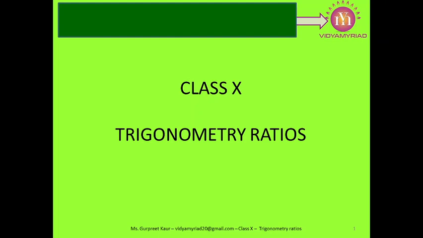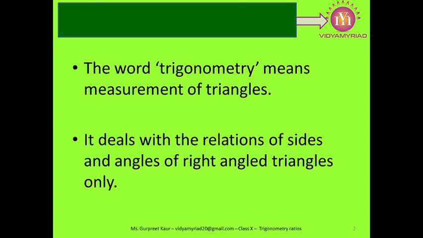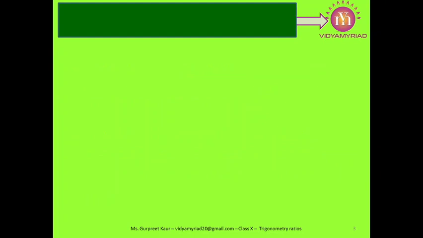This video is made for class 10 on trigonometry ratios, and this video is specially made to understand how we can easily learn the ratios. For that, let us first understand what is the meaning of trigonometry. It means the measurement of triangles, and it generally deals with the relation of sides and angles of right angle triangles only. So in trigonometry, whenever we are talking about a triangle, it will be related with right angle triangles so that we can use Pythagoras theorem.